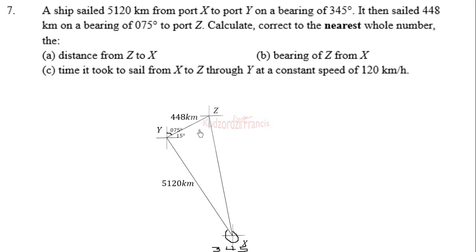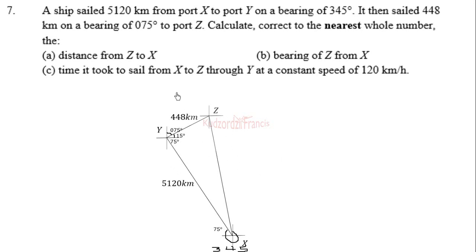Now let's calculate the angles. This is 75 degrees, so this small angle here will be 15. Then we also have that this is 345, so we subtract 270 from 345 to get the 75 degrees over here, and using the alternate interior angle, this angle is also 75. So you can see that this whole angle here is 90, because 75 plus 15 is 90, telling us that triangle XYZ is a right angle triangle.